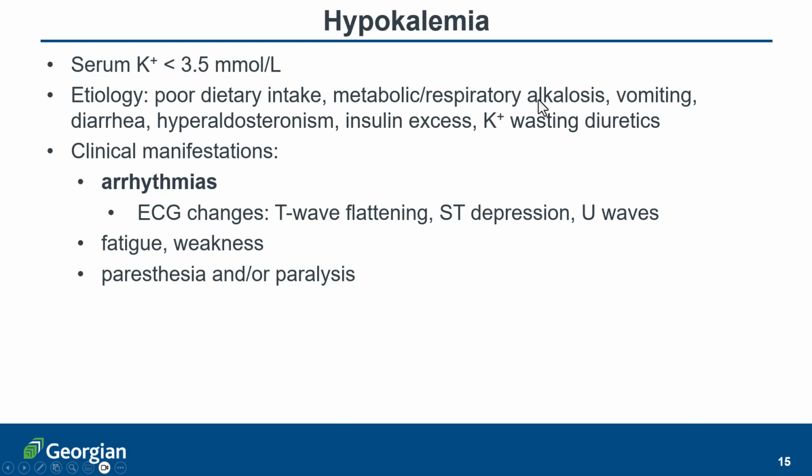Metabolic or respiratory alkalosis, that's similar to the opposite of what we discussed for hyperkalemia. Metabolic acidosis can lead to hyperkalemia. Similarly, metabolic alkalosis can lead to hypokalemia. As the cells try to compensate for metabolic alkalosis or respiratory alkalosis, they push out a proton, and similarly they have to take in a potassium, and that can lead to hypokalemia.